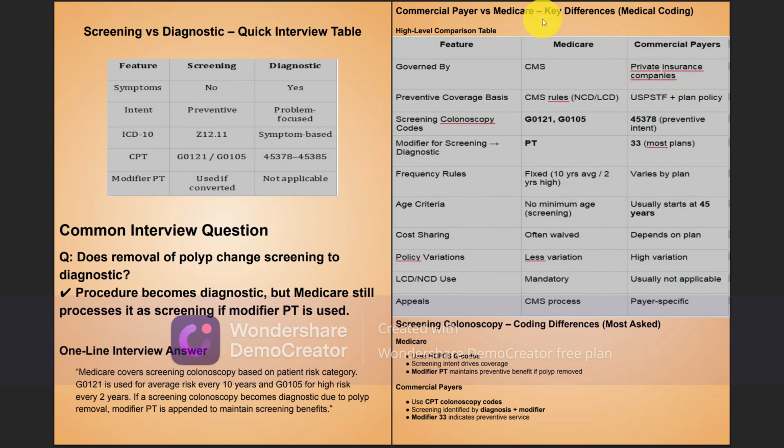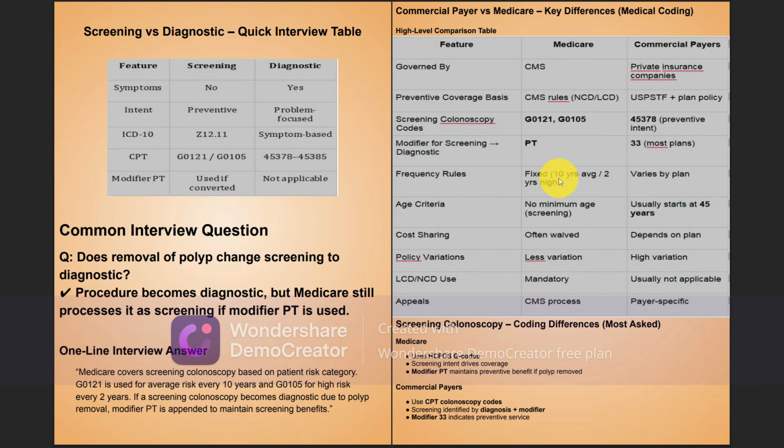Commercial payer versus Medicare: key differences in medical coding. A high level comparison table. Feature: Medicare is government, given by the CMS; commercial is private insurance. Preventive coverage basis: CMS rules, NCD or LCD for Medicare; USPSTF and plan policy for commercial. Screening colonoscopy code: G0121 or G0105 for preventive intent in Medicare; 45378 diagnostic. Modifier: PT for Medicare; 33 for most plans we use in commercial.